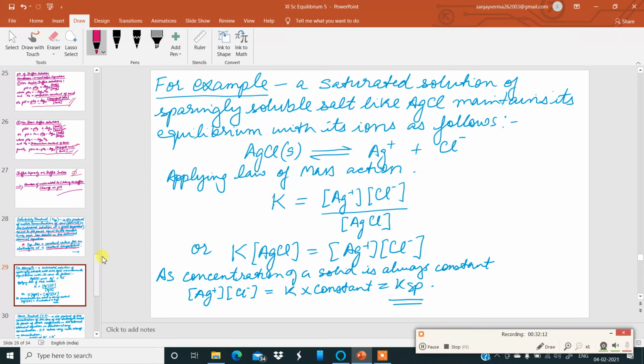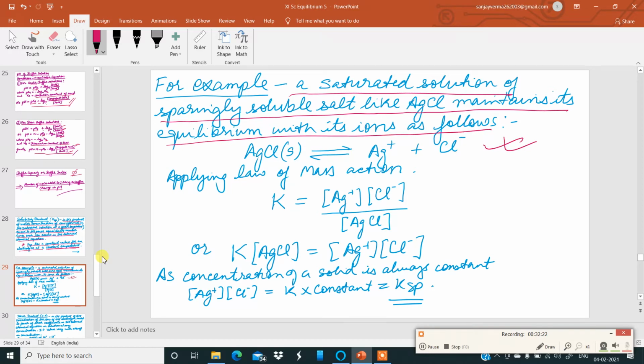Now looking at the example over here, for example, a saturated solution of a sparingly soluble salt like silver chloride maintains its equilibrium with its ions as given below. If I take a saturated solution of silver chloride, at equilibrium it produces silver ions and chloride ions. So to this equation, if we apply the law of mass action, K is equal to the product of the concentrations of silver and chloride ions divided by the concentration of silver chloride. So rearranging, K into the concentration of AgCl gives the Ag plus and Cl minus concentration product.